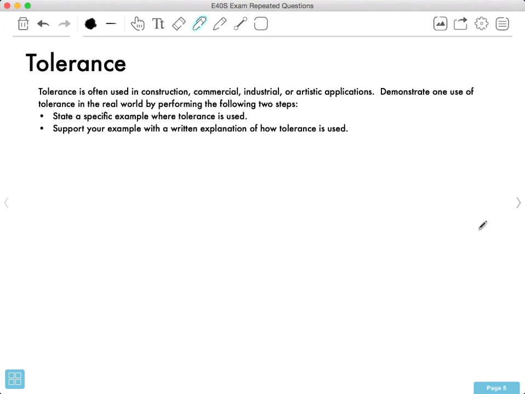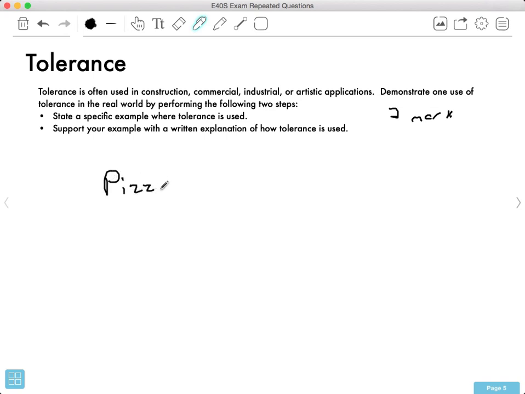The last one's tolerance. It doesn't show it here, but this is normally just a 2-mark question because you don't need to draw a picture with it. It says tolerance is often used in construction, commercial, industrial, or artistic applications. There's that beginning again. And then demonstrate one use of tolerance in the real world by performing the following 2 steps. State an example where tolerance is used and support your example with a written explanation.